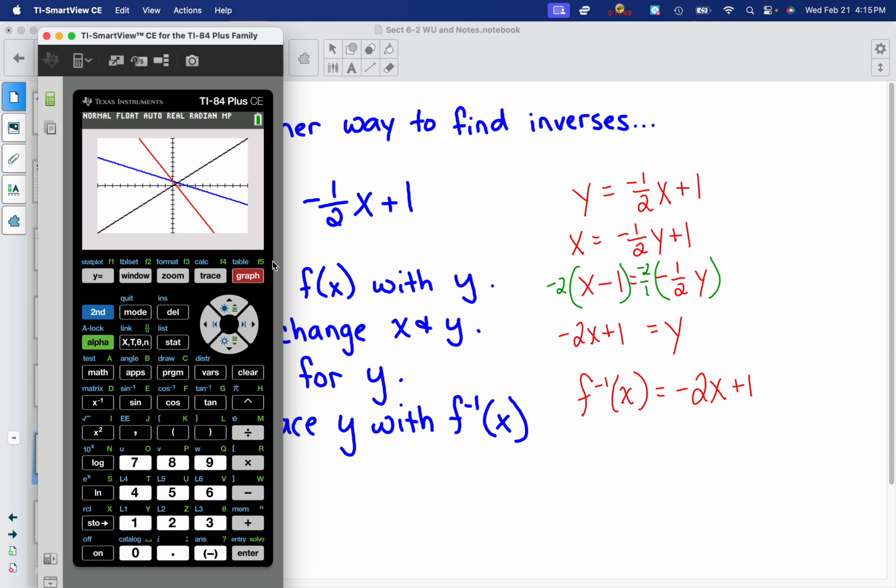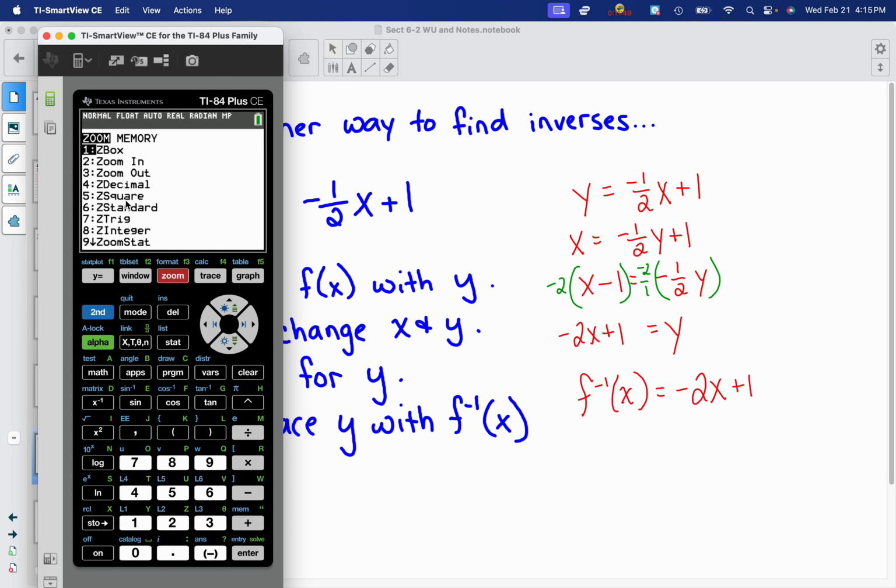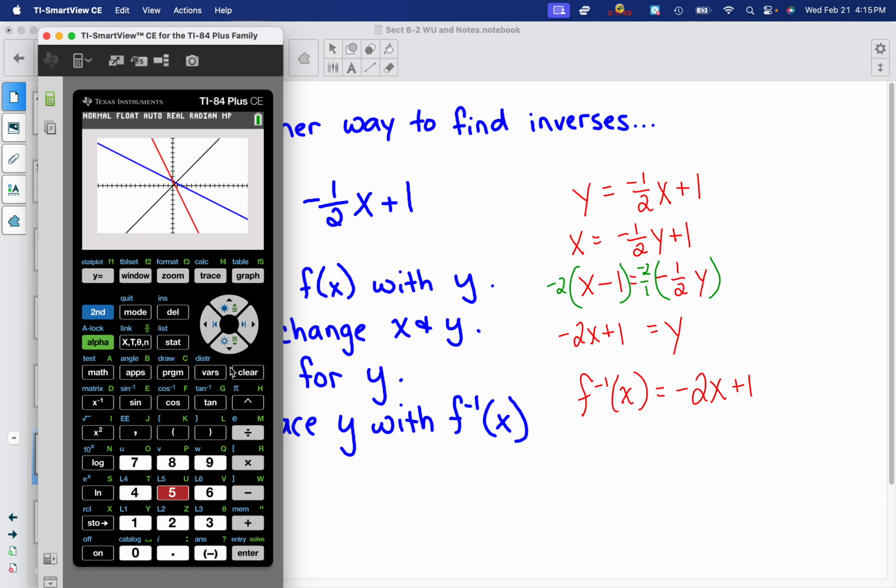And now you might look at that and say, well, I don't really see it perfectly symmetric across that line. One of the reasons why is because if you look at my grid, it's a rectangle, so it's not really squared off. Look at the tick marks on the x-axis and the tick marks on the y-axis. You can kind of see that they're not the same. So if you go to zoom, and number 5 is zoom square, that squares it off better. So it's a little easier to see that it is symmetric across the line y equals x. So that's a good way you can get a visual to make sure that your inverse function is correct.